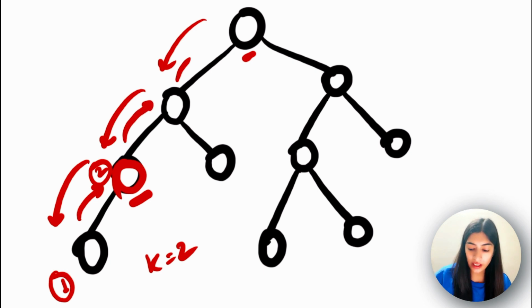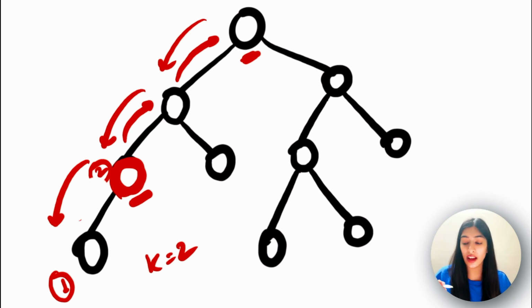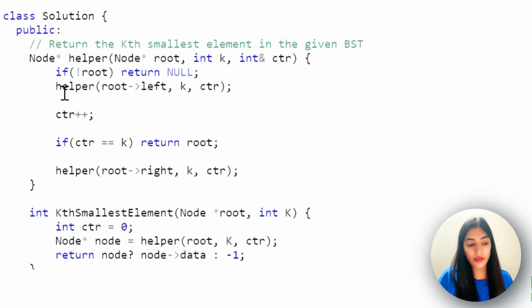On the way back, it might happen that before I reach the root itself, I found the answer. So I have to make sure that at any point when I am calling the recursive function for a subproblem, if I am reaching the answer, then I have to return it. So let's add that check. What do we have to do? We have to return the node over here also.